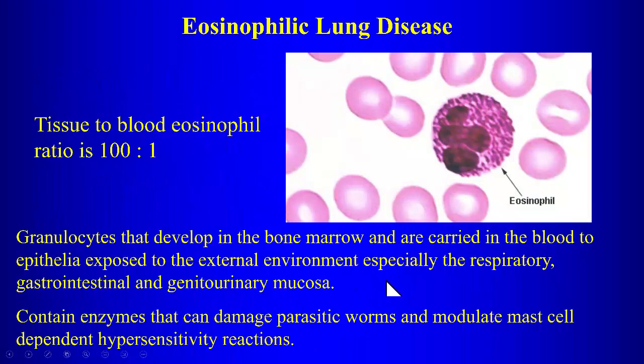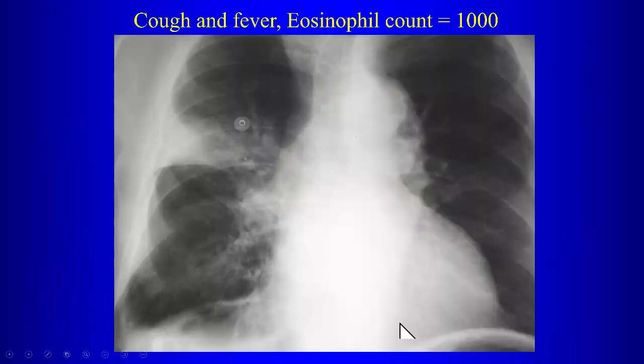So the eosinophil itself, there's usually more of these within the tissues than within the blood. These are carried in the blood to epithelia exposed to the external environment, especially the respiratory, GI, and GU mucosa, and they contain enzymes that damage parasitic worms and modulate mast cell dependent hypersensitivity reactions. So these eosinophils are an important immune response to the external environment.